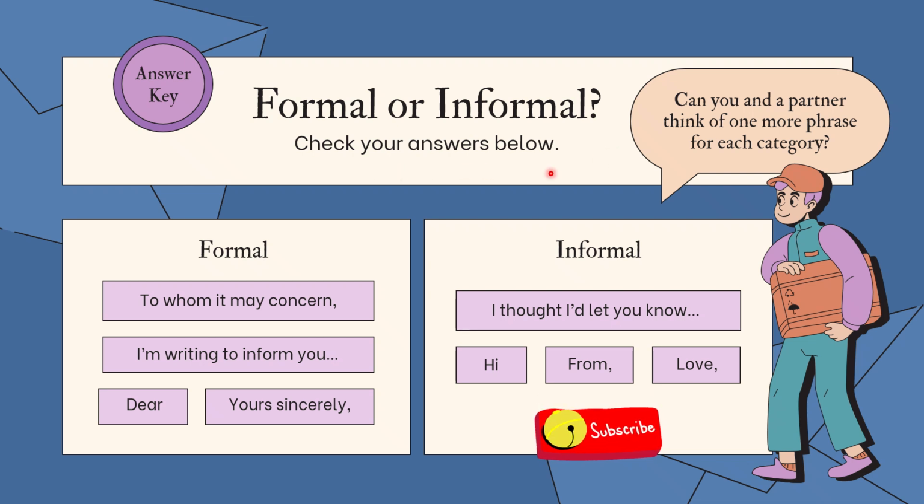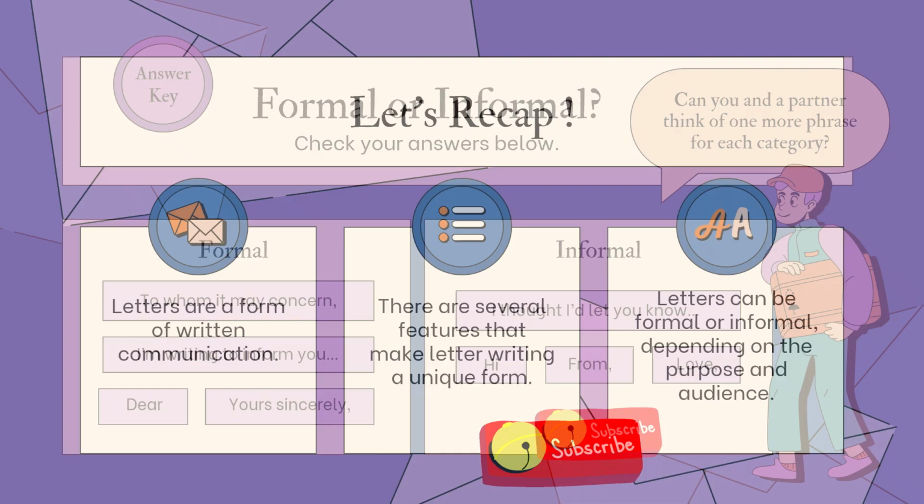Check your answers below. Formal: to whom it may concern, I am writing to inform you, dear, and yours sincerely, as we may write dear sir, dear madam, something like this. And the concluding expression is yours sincerely. The same way informal: I thought I would let you know, then hi, from, and love. So I hope the answers were right. I think you have already categorized them in the right manner.